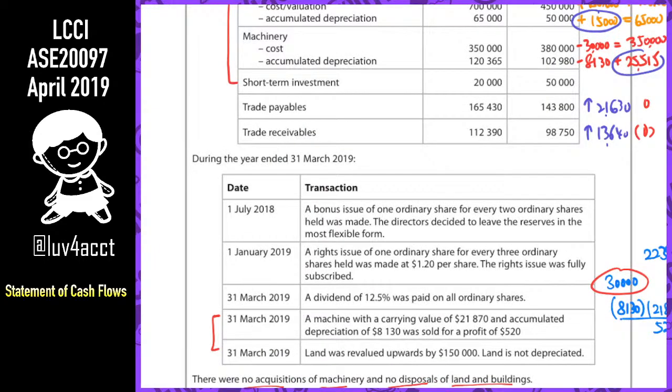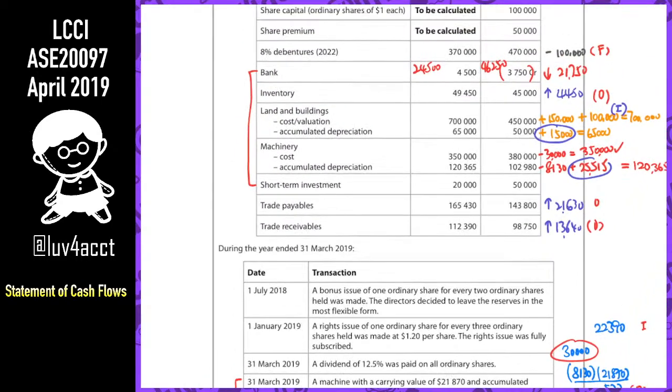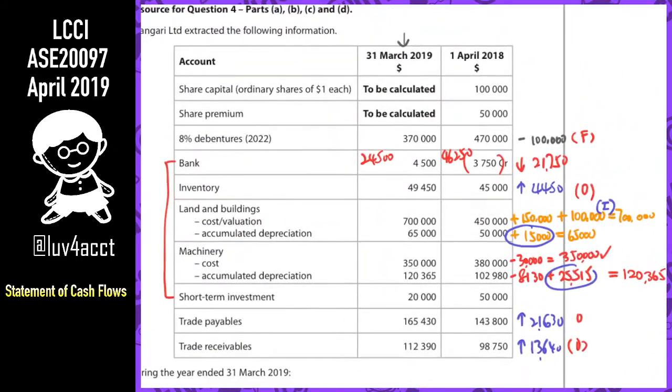On the 1st of July, what is our year end? Our year end is 31st March. Okay, on 1st of July, year 2018, bonus issue of 1 ordinary share for every 2 ordinary shares held was made. The directors decided to leave the reserves in the most flexible form. That is, it will be taken from the share premium if it is available.